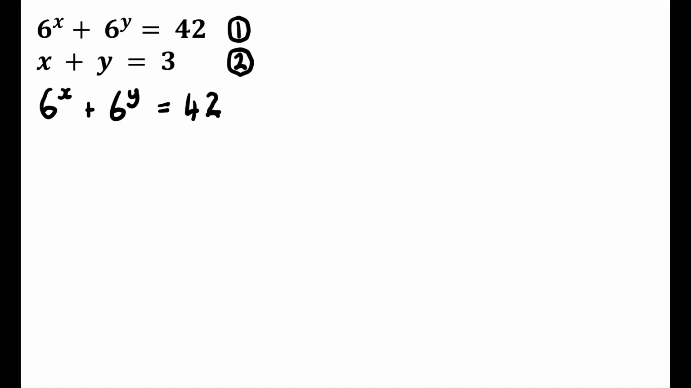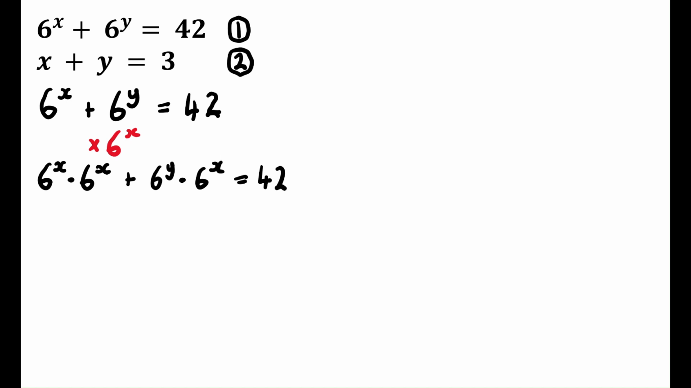Now, if we multiply by 6 to the x on both sides of the equation, we end up with 6 to the power of x times 6 to the power of x plus 6 to the power of y times 6 to the power of x is equal to 42 times 6 to the power of x. Now, using one of our index laws, which states that a to the power of m times a to the power of n is equal to a to the power of m plus n, we can simplify this equation.